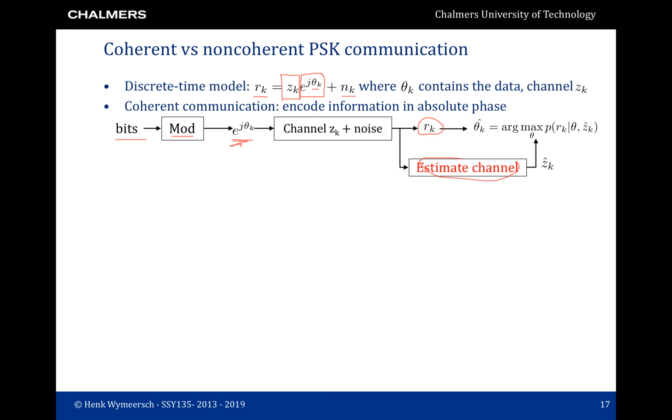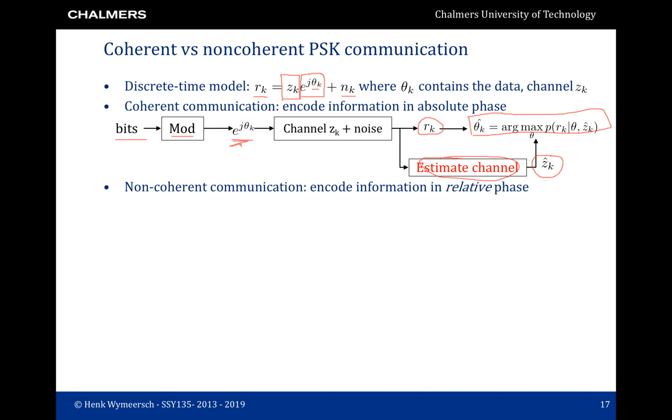From pilot symbols, we can estimate the channel. This gives us an estimate, z hat k, of the channel. Let's say this channel remains constant for a long time, and then we can recover the data using the maximum likelihood criterion. Now this is fine, provided that we can estimate the channel, and this we can only do when the channel does not vary too quickly.